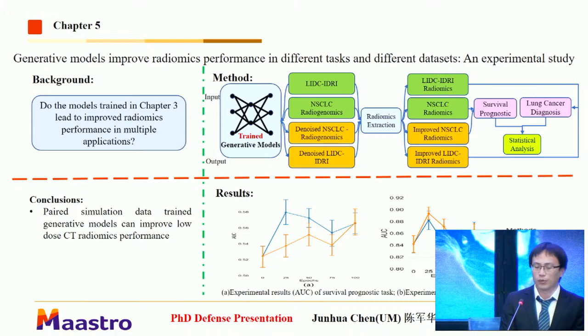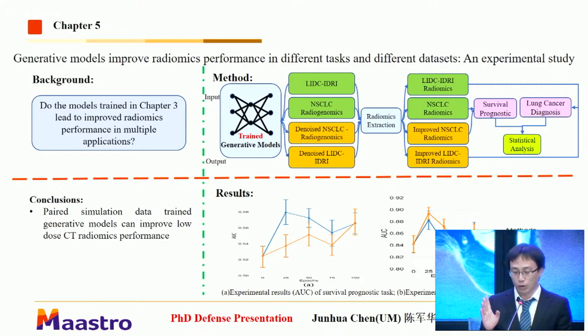To comprehensively investigate the improvement of enhanced radiomic applications, the pre-trained generative model presented in chapter 3 is applied to multiple real low-dose CT datasets without paired data. And radiomic features are extracted from the denoised CT images and applied to multiple radiomic-related applications: tumor pretreatment, survival prediction, and deep attention-based multiple instance learning for lung cancer diagnosis, presented in chapter 4. The results of performance improvement of the two mentioned applications are shown in the results section. The result shows that the paired simulation data trained model can improve low-dose CT radiomics performance. Results of chapters 3 and 5 show that the simulation data trained model can improve low-dose CT radiomics reproducibility and performance.